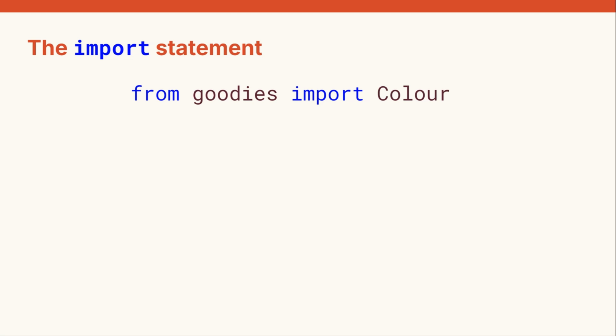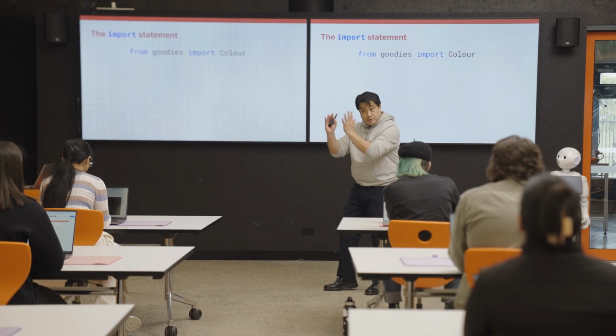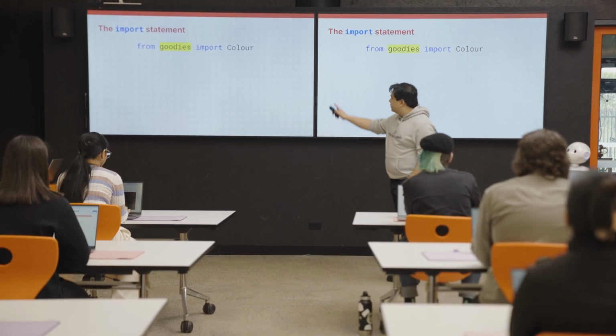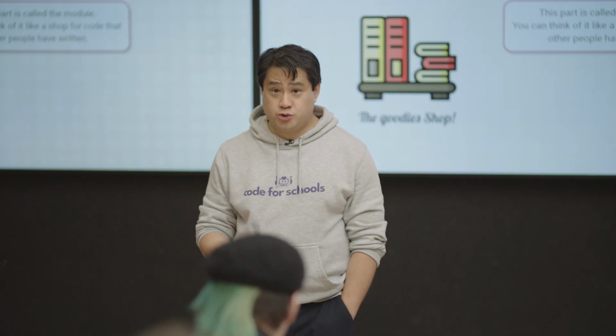So to buy things in Python, we're going to use this line of code, okay? So you see here it says from goodies import color. So what does that mean? I think earlier we might have thought that the word from might have been a function, but it's not, because it doesn't have the brackets. It's another special type of word. So the goodies part is called the module in Python.